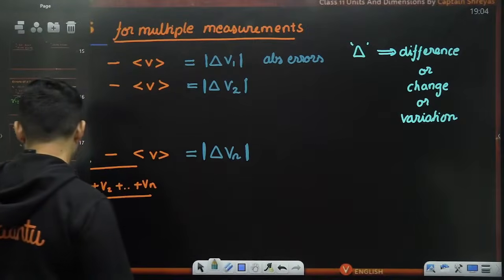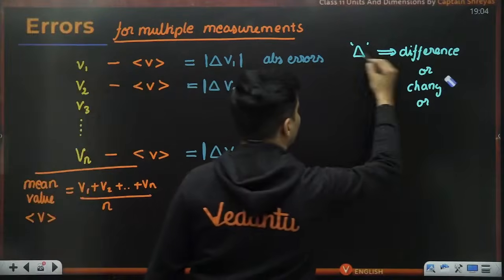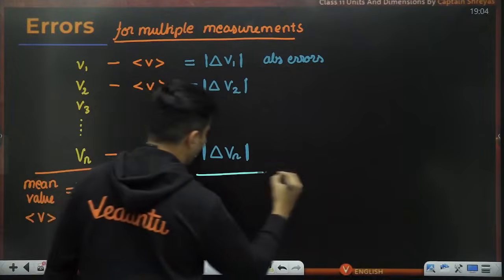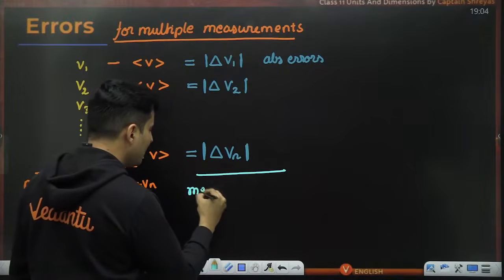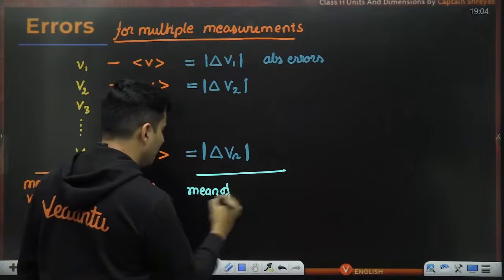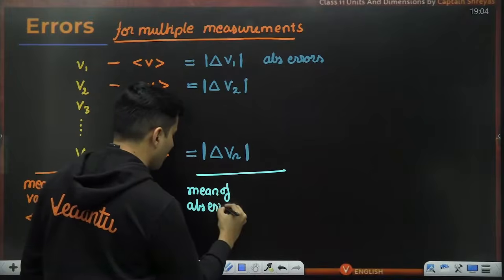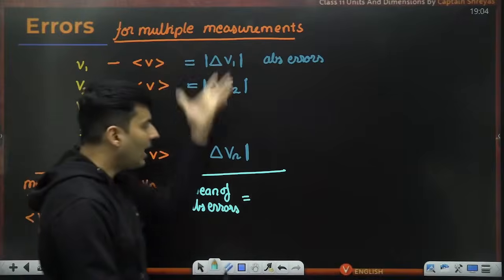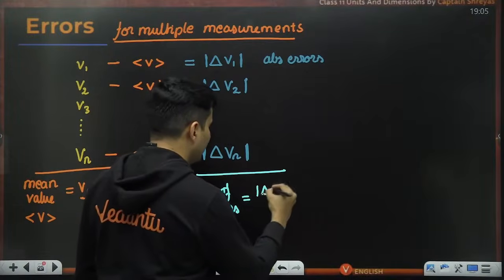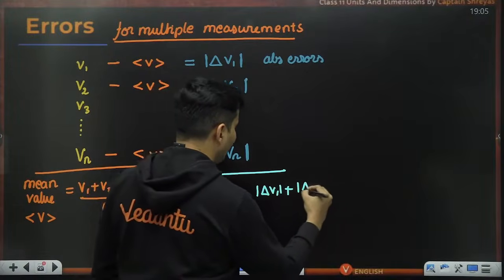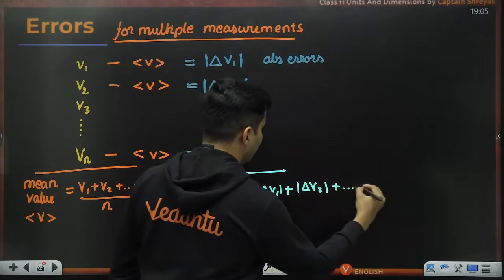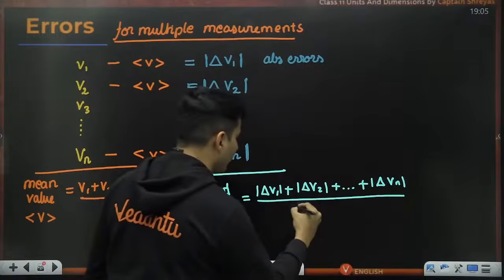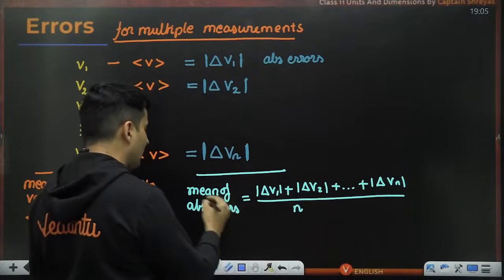Once you do that, you just have to take the average of these values. This is then called the mean of the absolute errors. This was just the mean; this is the mean of the absolute errors. So it will be mod delta V1 plus mod delta V2, like that till the last number, mod delta Vn, the whole thing divided by the number. That is the mean absolute error.